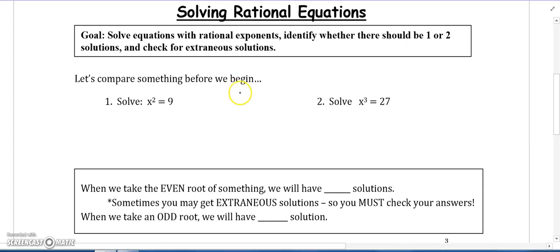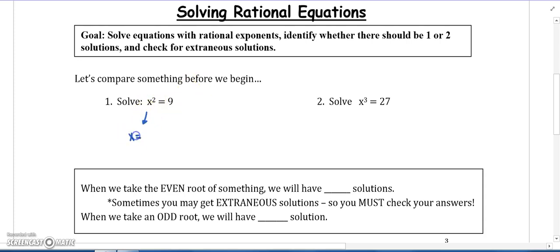Now before we begin with the rational exponents, let's take a look at some stuff we did last semester with just normal exponents. So for number 1 it says solve x squared equals 9. So remember, all that's really saying is what number, if I square it, equals 9. And we remember how to solve this. If we were to do it algebraically, we would take the square root of both sides. That's how we get rid of an exponent, right? But if we just think about this logically, what number, if I square it, will give me 9?